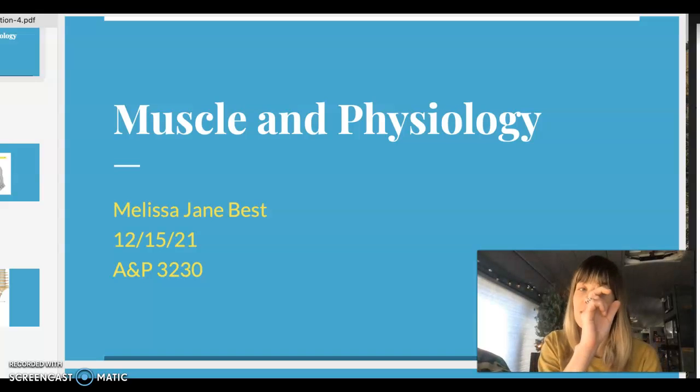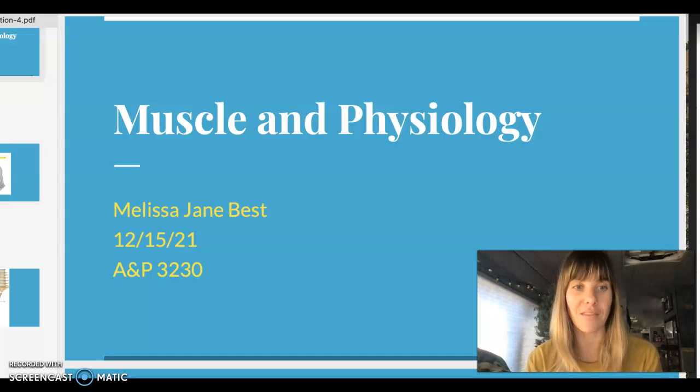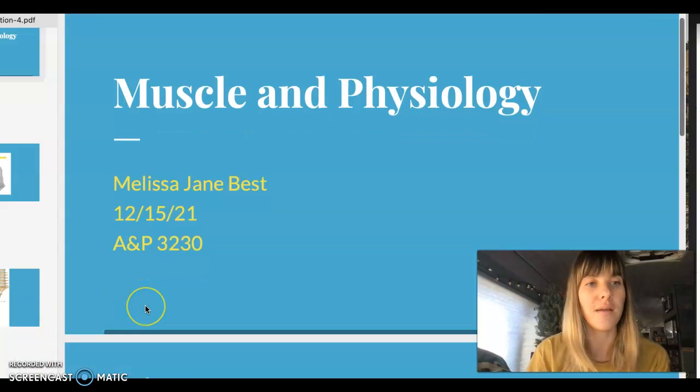This is week 6, and muscle and physiology is what we'll be talking about. Melissa Best here, and we're going to be going over some muscle points, where our muscles are, how they work together, and then we'll be talking about a little bit of a muscle disease as well. So let's dive right into it.